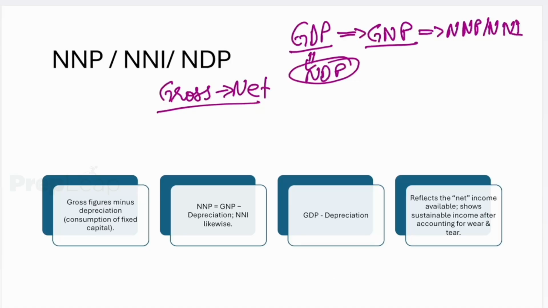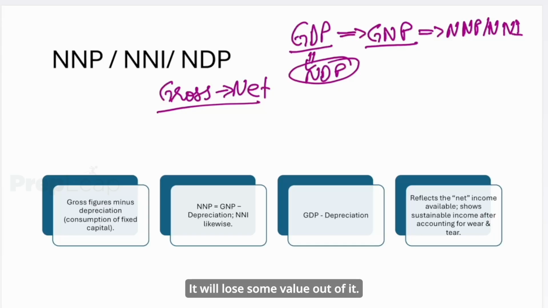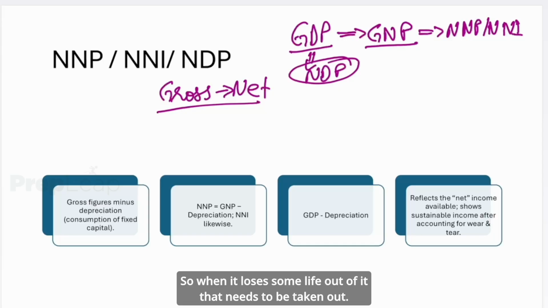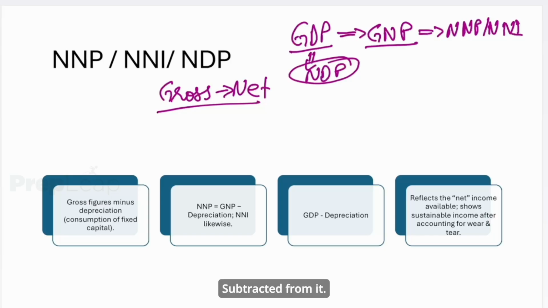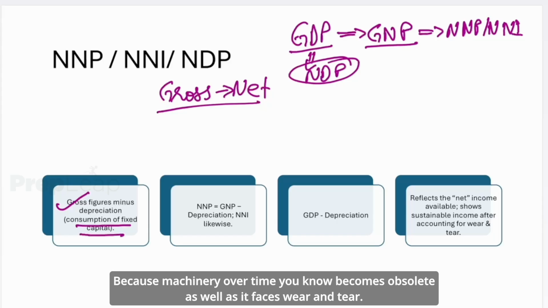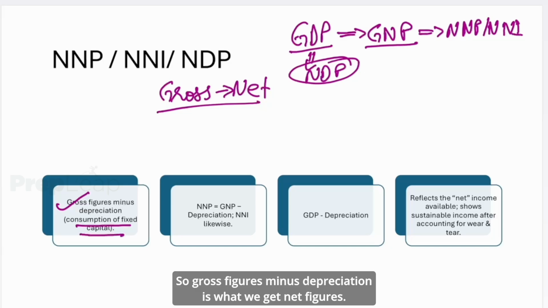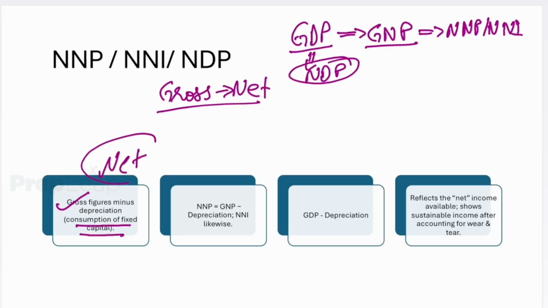Gross is the earnings. What we do not account for in gross is the depreciation. Every time an asset is used, a machinery is put to work, the machinery will have some wear and tear. It will lose some value. So when it loses some life, that needs to be subtracted from it. So the gross figures minus the depreciation, that is the consumption of fixed capital, that is the machinery. Because machinery over time becomes obsolete as well as faces wear and tear. The value of that has to go down. So gross figures minus depreciation is what gives us net figures.